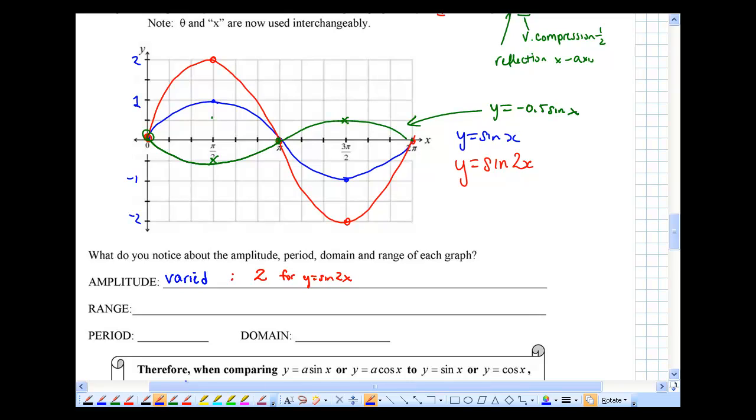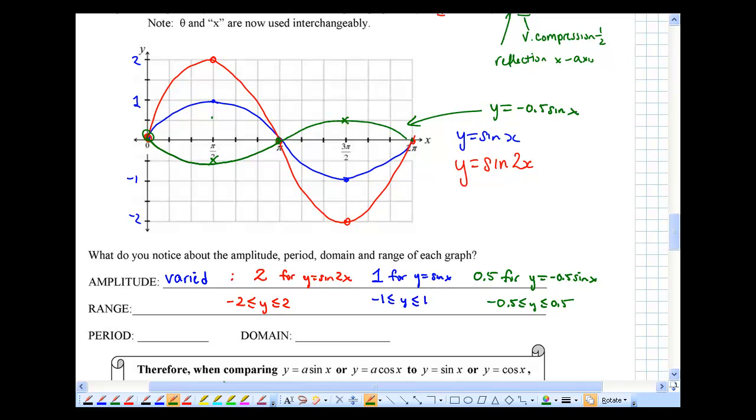Looks like it's 1 for the blue one. And it's actually a half for the green one. Okay, we don't worry about the reflection when we talk about the amplitude. The range, of course, also varies, so I will color code these. Seems like it goes from -2 to 2 for the red. The regular one, just -1 to 1. And for the green one, small.